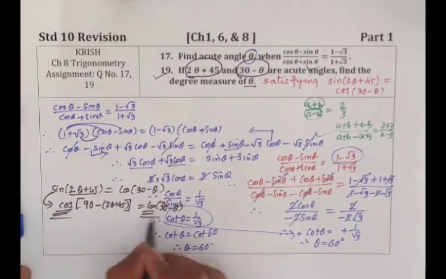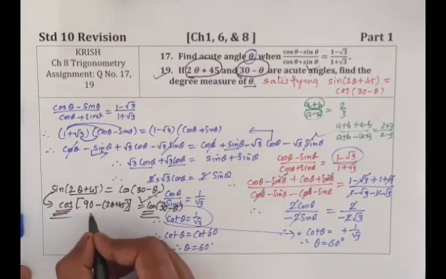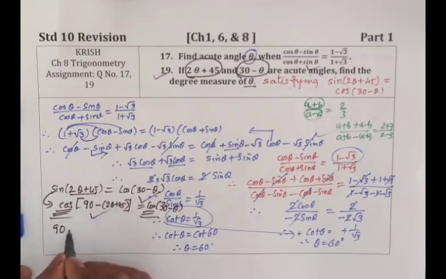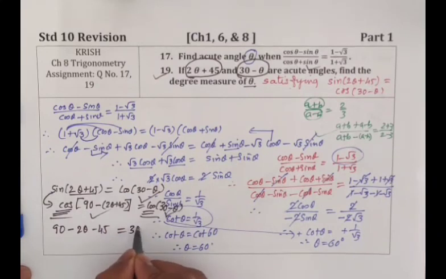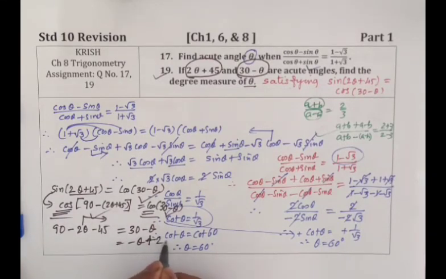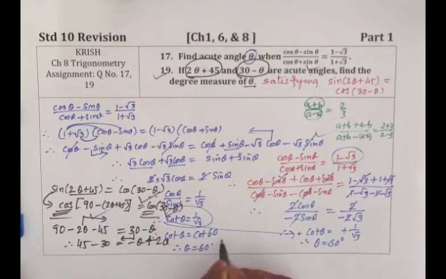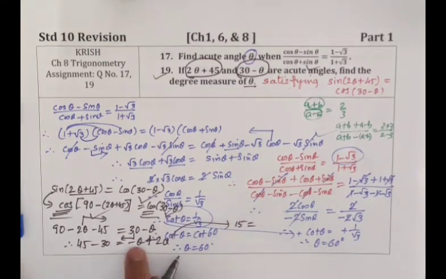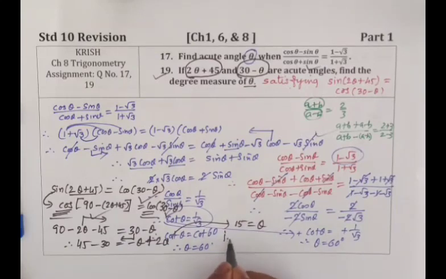Both sides are cos now, so the angles are equal. So this angle, 90, I'll open the bracket, minus 2 theta plus 45 is equal to this angle, 30 minus theta. Okay? Therefore, minus theta, and this minus 2 theta, take to that side. So plus 2 theta. 90 minus 45 is 45. And this 30, take to this side, minus 30. So that gives 45 minus 30 is 15. And minus theta plus 2 theta is theta. That is, theta is equal to 15.